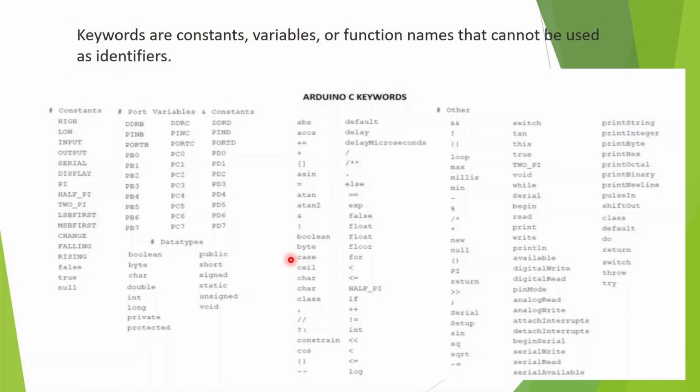Now there are different types of keywords available in the Arduino C library or in any C language. What is a keyword? Keywords are predefined variables, predefined constants, and function names that cannot be used as identifiers, that cannot be used as user-defined variables or user-defined functions. So all these are already predefined keywords available in Arduino C. See, all these are constants: HIGH, LOW, INPUT, OUTPUT, Serial, display, PI. The syntax of that particular keyword we cannot change. We have to use it as it is in our program.